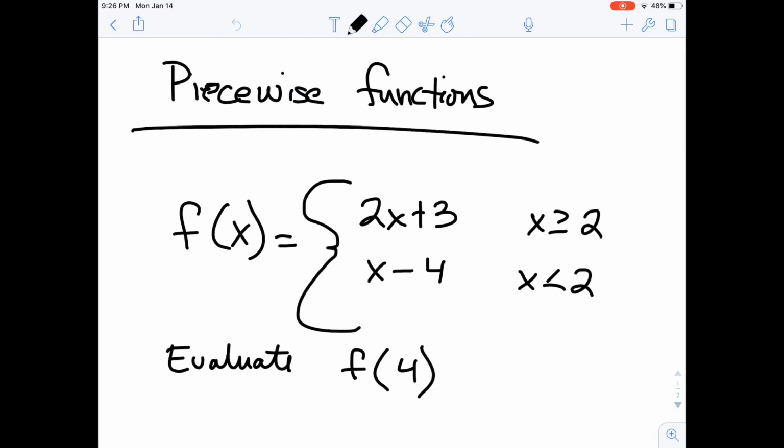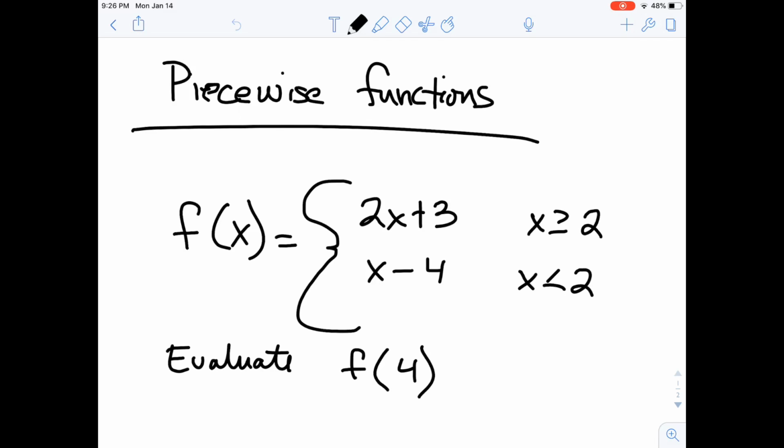Today we're going to be talking about what's known as a piecewise function and how to evaluate piecewise functions at a given value. A piecewise function is basically a set of two equations given some constraints, and the constraints help you know which equation to use, depending on what value you're trying to evaluate at.